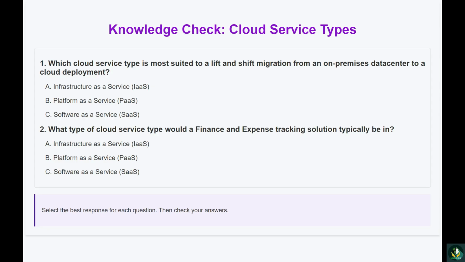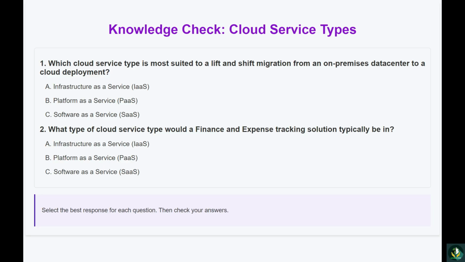Correct answers. Which cloud service type is most suited to a lift and shift migration from an on-premises data center to a cloud deployment? Correct answer: A. Infrastructure as a service, IaaS. Explanation: IaaS is the most suitable for a lift and shift migration because it provides virtual machines and other infrastructure components that closely mimic on-premises infrastructure. This allows organizations to move their existing applications and workloads to the cloud with minimal changes.